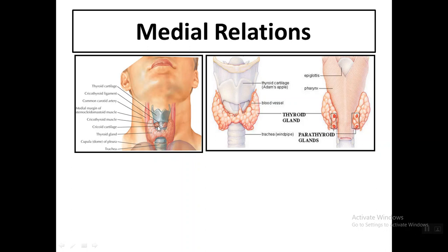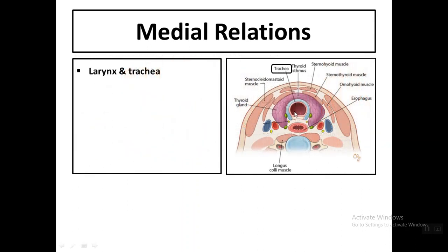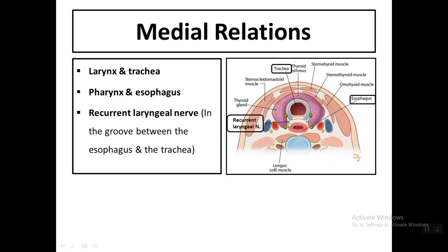But another muscle here, we can see this muscle, is called the cricothyroid muscle. The cricothyroid muscle also lies medially. In this transverse section I can see that these are the medial relations to the gland. I can see here the larynx and trachea. Behind is the pharynx and esophagus, and we have this nerve, the recurrent laryngeal nerve. The recurrent laryngeal nerve lies in the groove, the groove in between the esophagus and trachea.